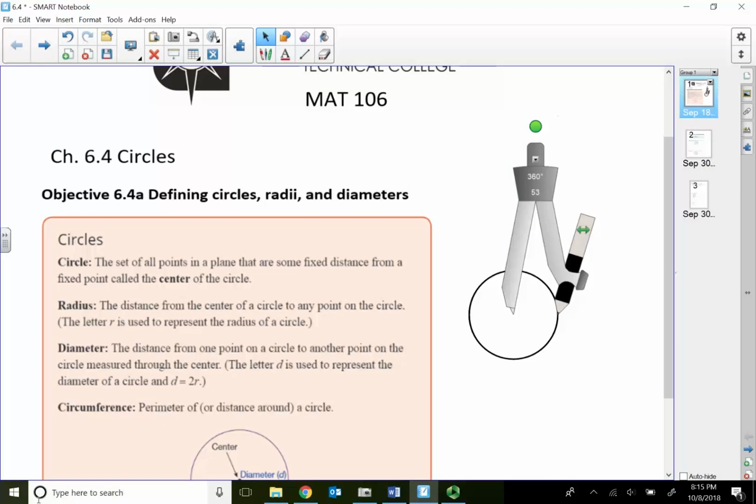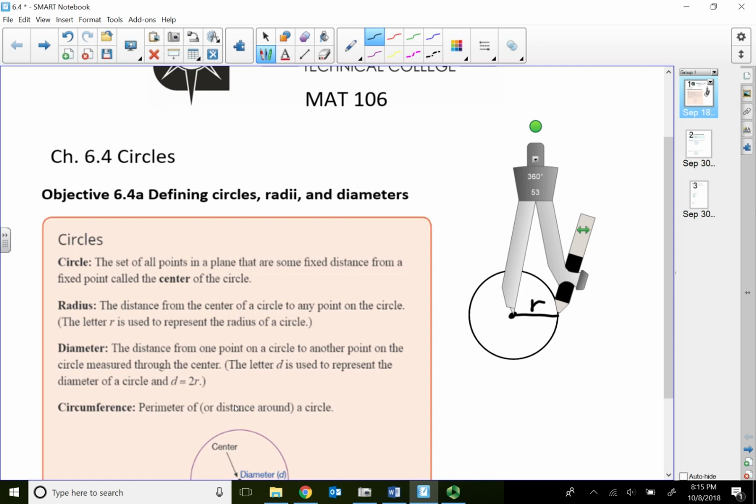So this distance is referring to the radius. The distance from the center of a circle to any point on the circle is called a radius, and we use the lowercase r to indicate our radius. So this distance right here will be the radius.